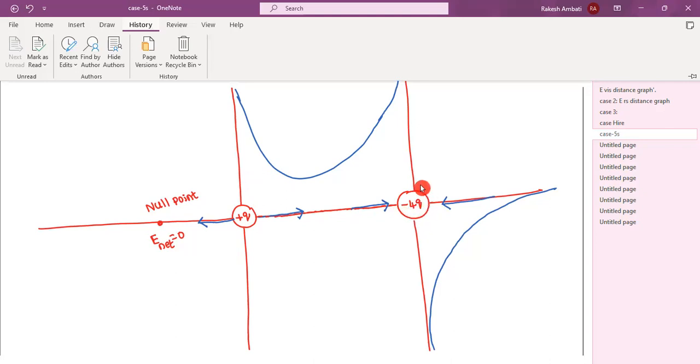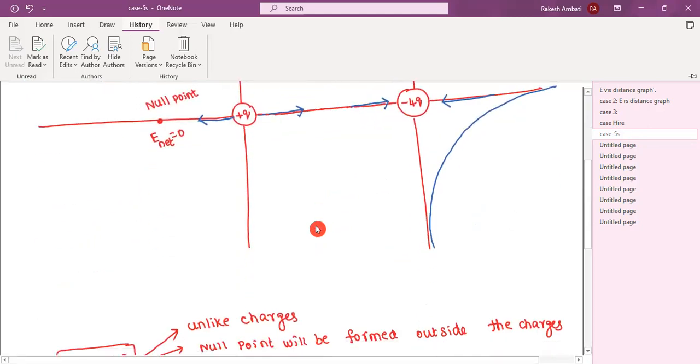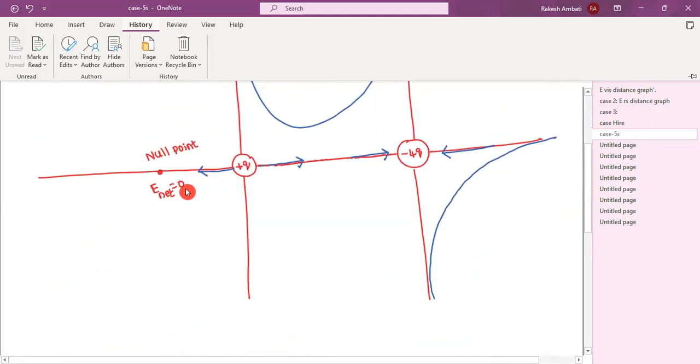Greater magnitude charge, so greater electric field intensity. So the graph is an asymmetric graph. Smaller magnitude of the charge, weaker the electric field. Greater the magnitude of the charge, greater or stronger the electric field. Then after, this side.